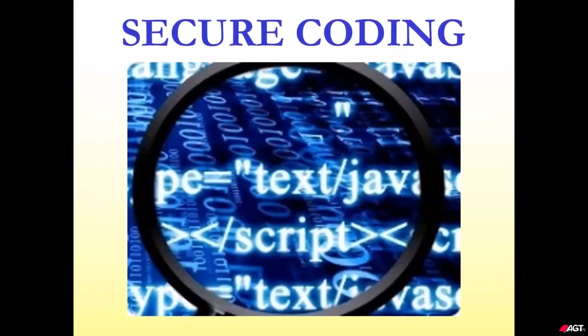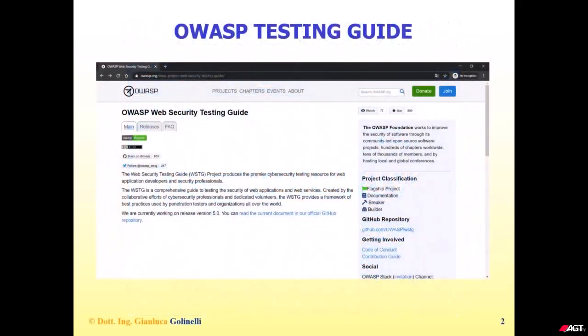Hi there, welcome back to this course on secure coding. In this lesson, I will talk about the OWASP Web Security Testing Guide. The OWASP Web Security Testing Guide is a guide that deals with how to carry out ethical hacking activities on web applications. You can download the entire PDF guide from the OWASP website.